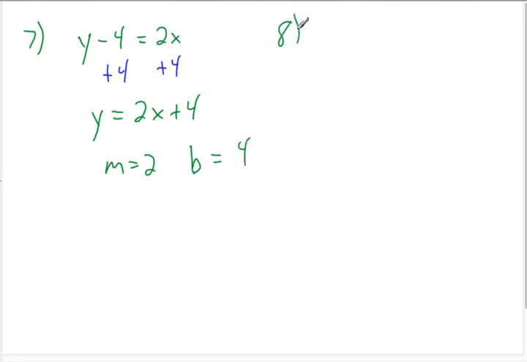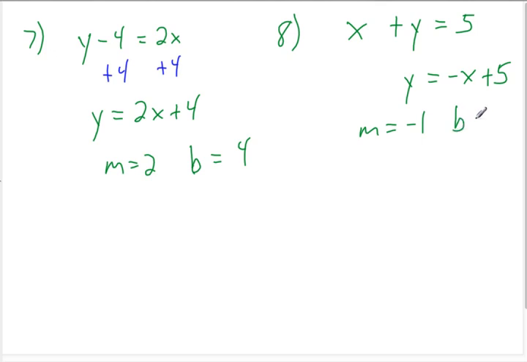And I might as well do 8 right here, since these don't take much room. So we got x plus y equals 5. I'm going to subtract x from both sides, leaving us with y equals -x plus 5. The slope is going to be -1, and the y-intercept is going to be 5. Alright, let's move on to number 9. So we have y equals -x plus 3. This is already in slope-intercept form, good for us. So the slope is -1, the y-intercept is 3.